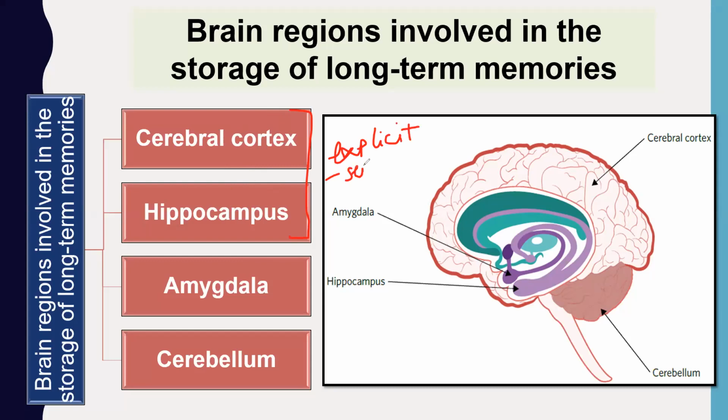Nanime? Who's that? Zoya. Zoya means so. Semantic and episodic. Okay, so that's semantic and episodic memory.